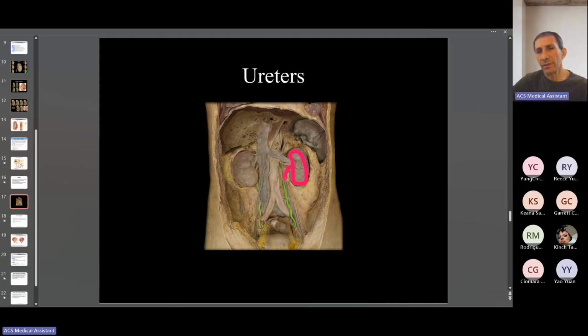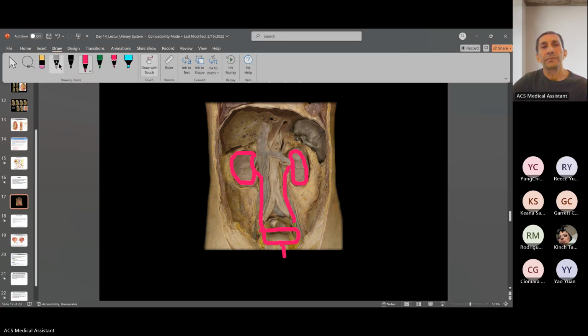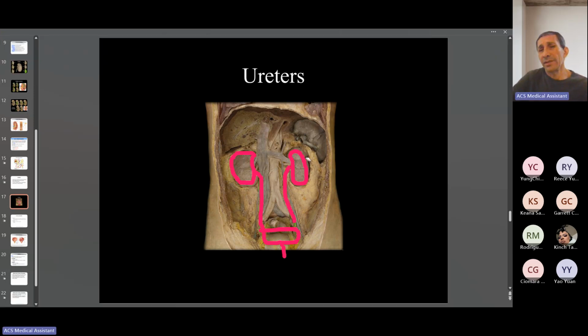And here we have the ureters. They go all the way down from each one of the kidneys. These are the ureters, all the way down, and here they encounter the urinary bladder. And then the urethra. So these large structures are very easy to define. So not a problem.